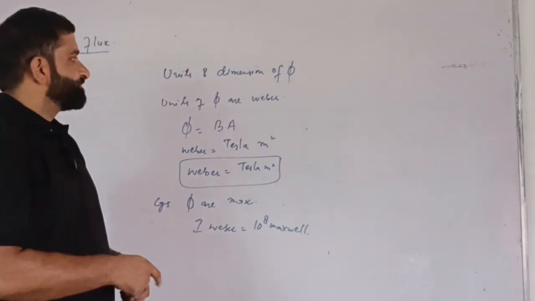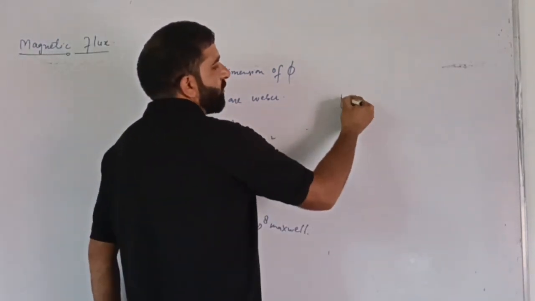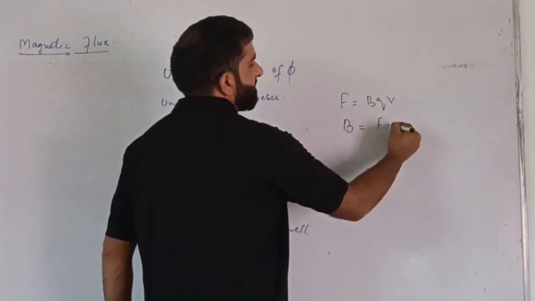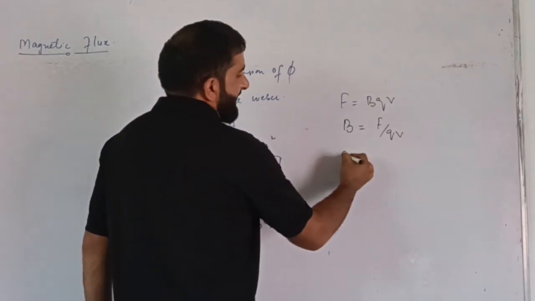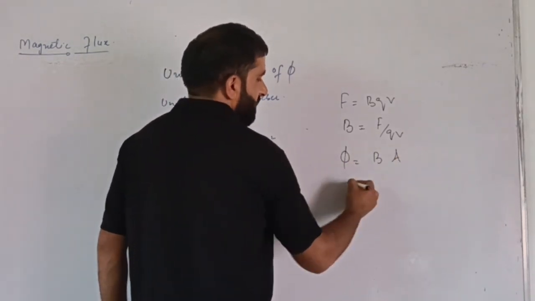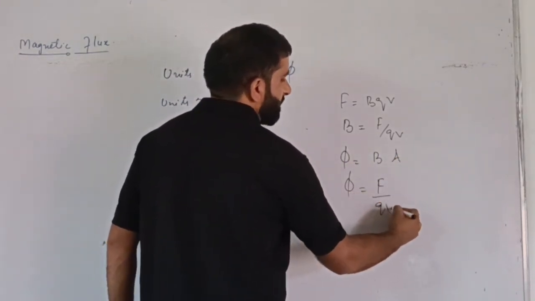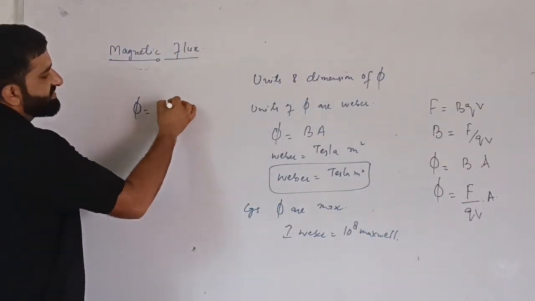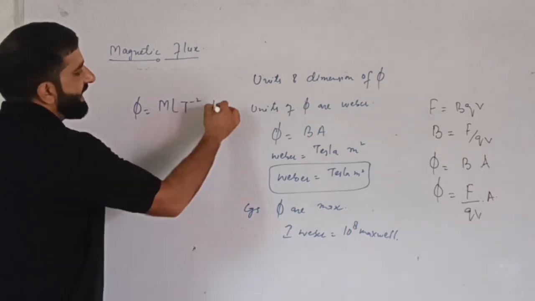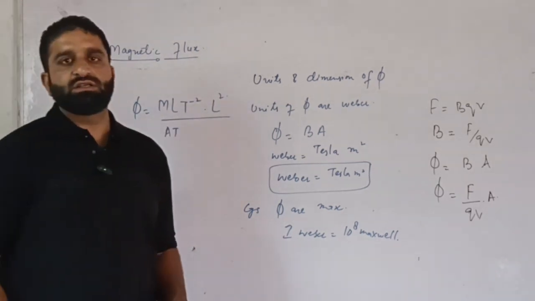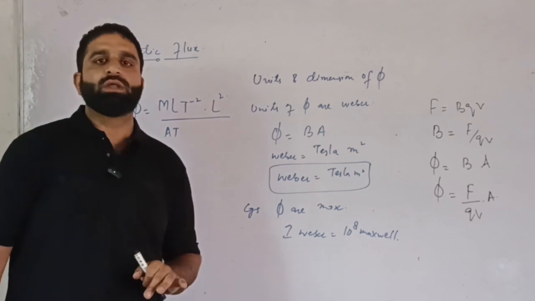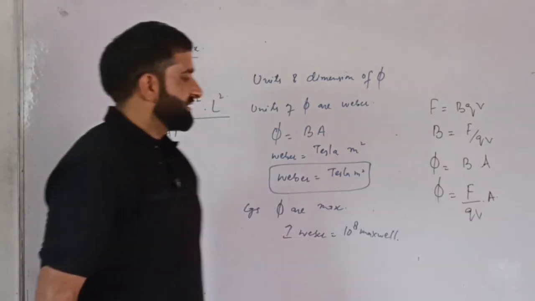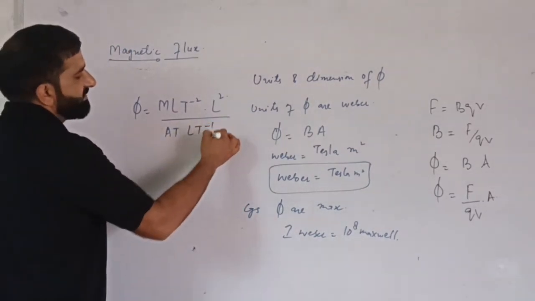Talking of the dimensions, we have that the force is equal to BQV, so magnetic field is equal to F divided by QV. Now as phi is equal to B into A, we can have that flux is equal to F by QV into A. Taking the dimensions of the force, we have dimensions of force are MLT minus 2. Area has dimensions of L square. Charge has the dimensions of AT, as we know that current is charge by time, so charge is current into time. Now this is velocity. Velocity has the dimensions of LT minus 1.